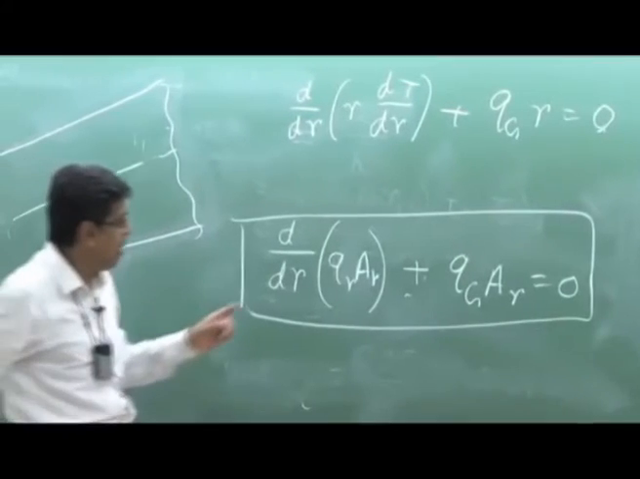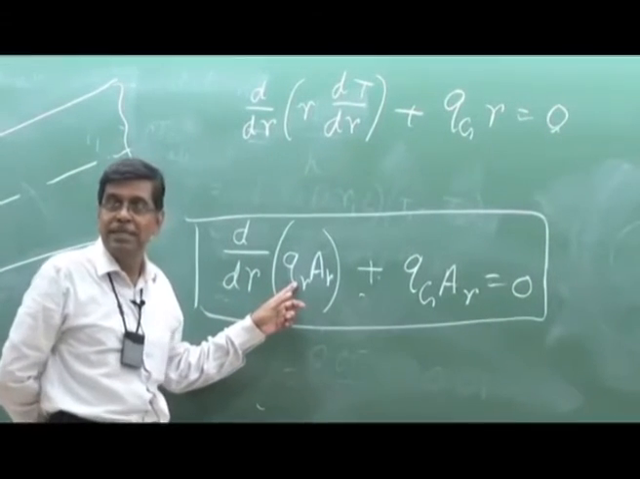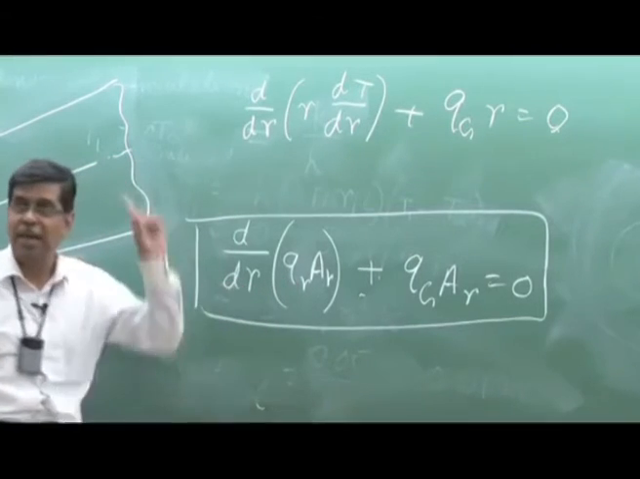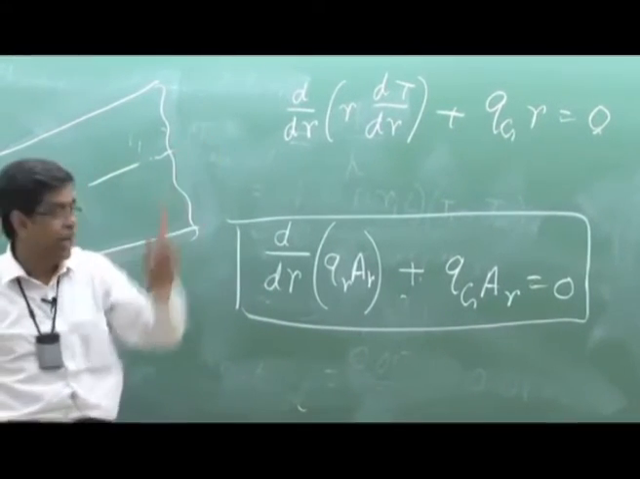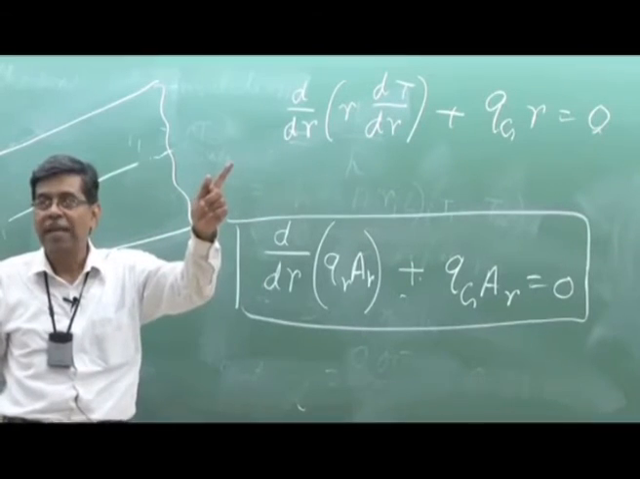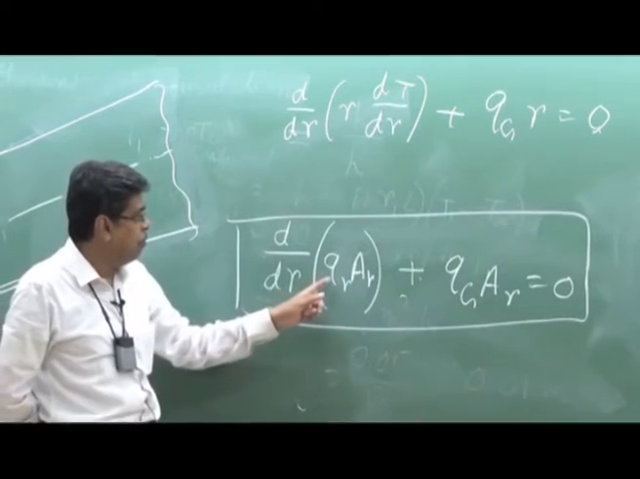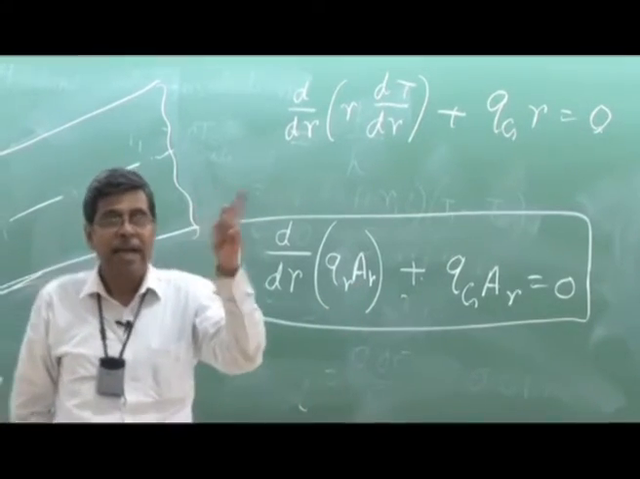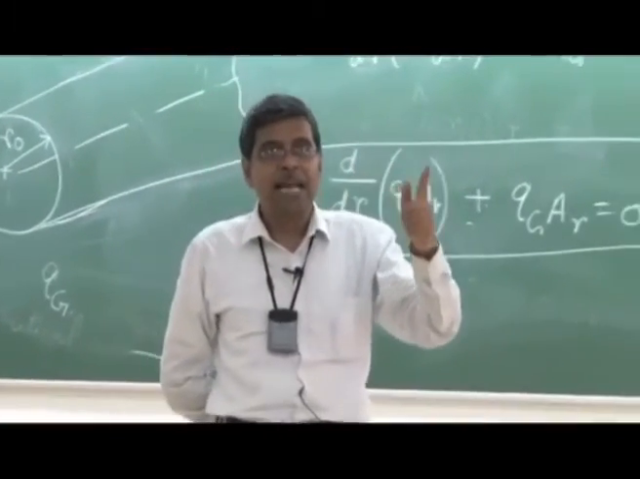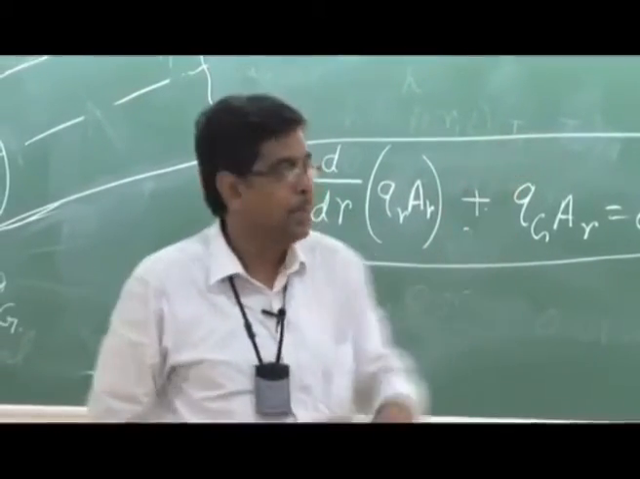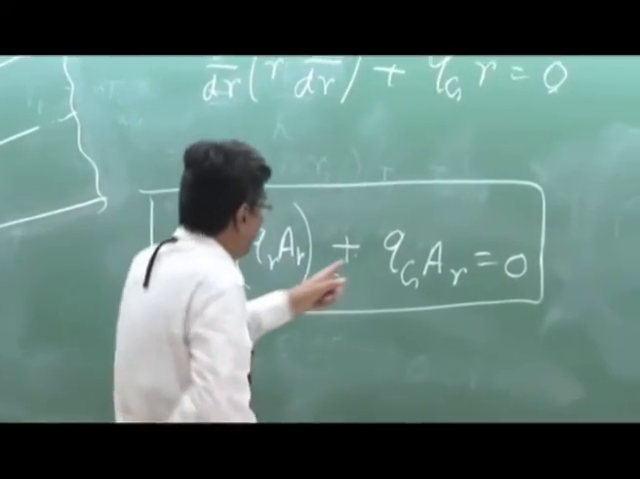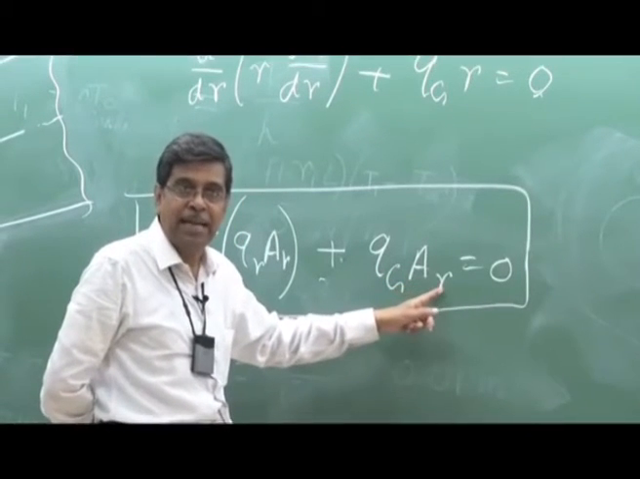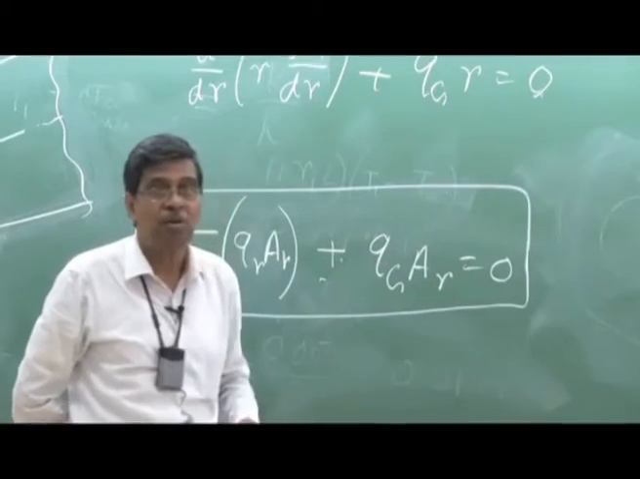I am telling you again, what is the nomenclature? This q is the heat flux per unit area perpendicular to the direction of heat flow. Here r is the direction of heat flow. If it is x direction in a plane geometry, it is d/dx of qx into Ax. Ar is the area normal to r direction. Similarly, Ax is the normal to x direction, plus the energy generated per unit volume into the area, it may be Ax or Ar, is equal to 0.